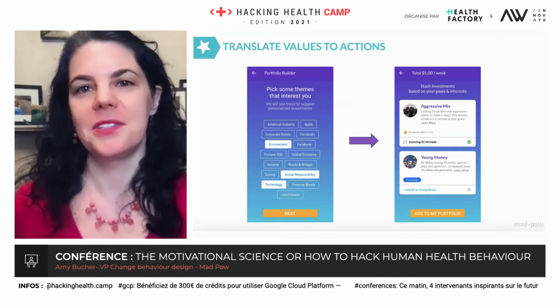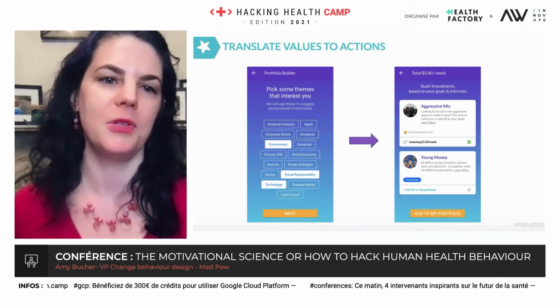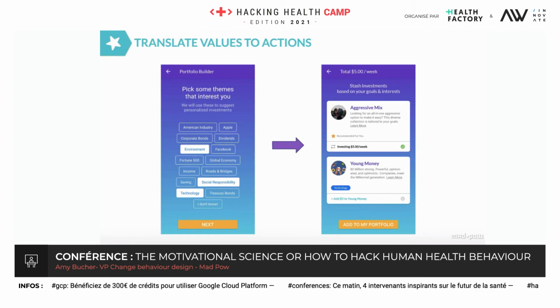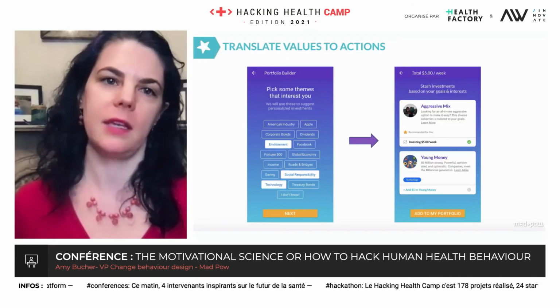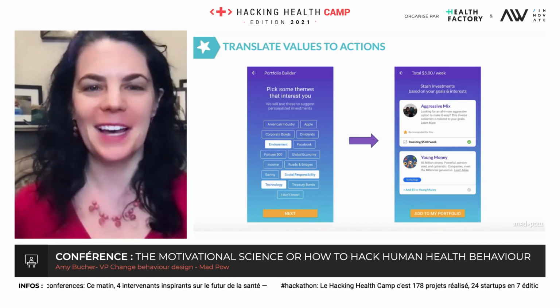Translating values to actions. So it's not just framing a behavior as actions, but it's helping make sense of a confusing set of options. This is from an app called Stash, which helps people invest their money in the stock market. That's a very confusing thing for a lot of people, especially if they're new to doing it. And so this actually lets people talk about what they value. Here we see environment or social responsibility. And then it says, okay, if you value the environment, these are some of the stocks that you want to invest in so that your money supports your values. This is a great example of taking something that's meaningful to somebody and helping them apply it to their behaviors. It's not health, but it's a good analog.